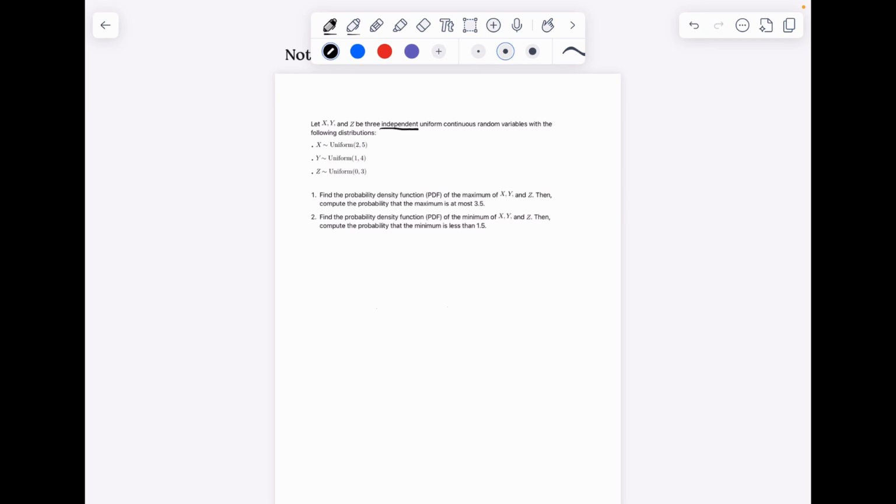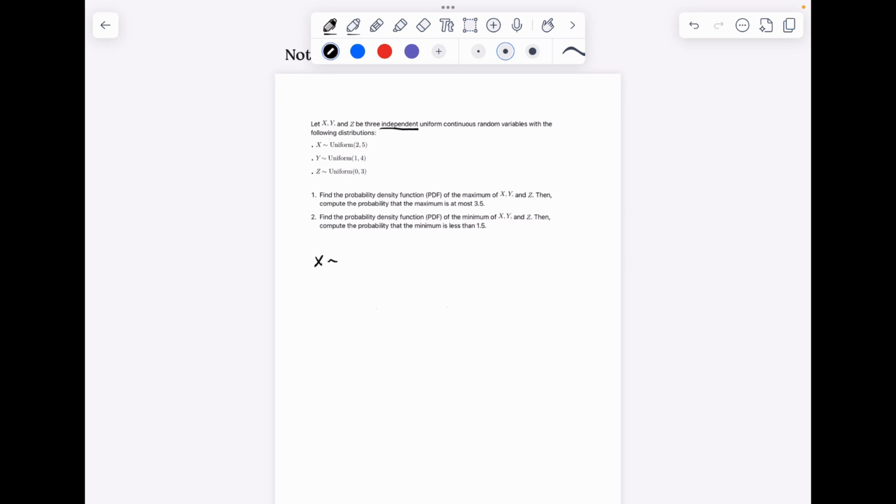We're given X, Y, and Z have uniform distributions over intervals 2 to 5, 1 to 4, and 0 to 3, respectively. And again, we're given that they are independent, which will be important. The first thing I want to do is write down our information again and expand on that.